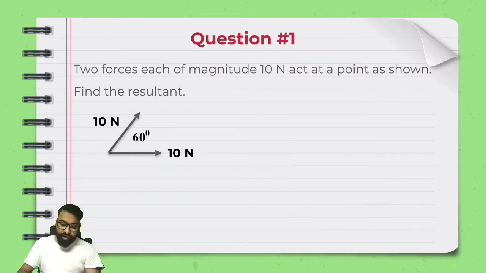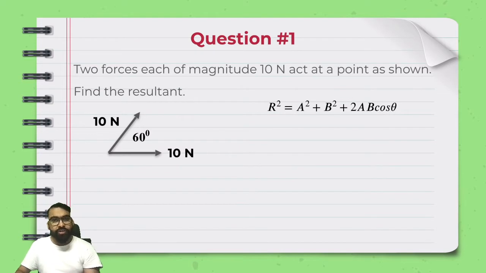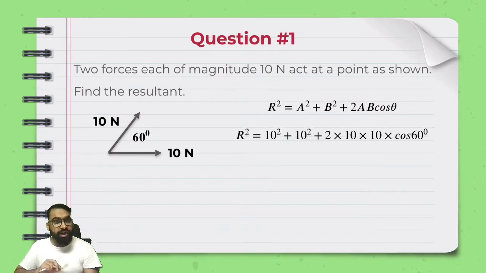So what I am doing is that, let's say I write down this formula, R square equals A square plus B square plus 2AB cos theta. Then I put down the values that A is 10, B is 10 as well. Both of them come as 10 square. 2AB means 2 into 10 into 10. And cos theta, the angle between them is 60 degree, cos 60. Cos 60 is 1 by 2. So this will cancel out with 2.